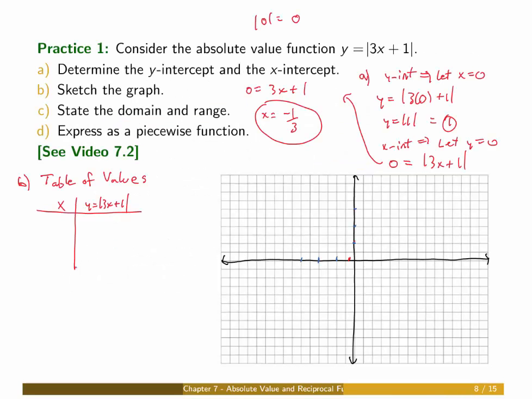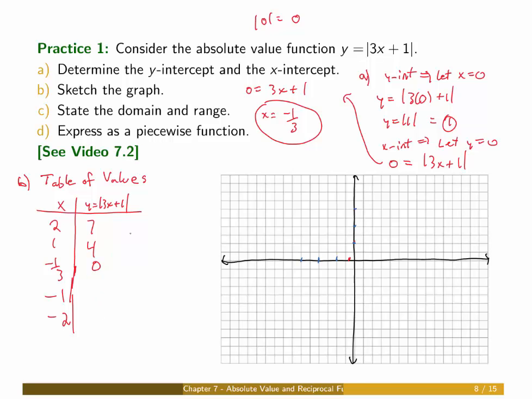Then what I would do is pick points on either side of the x-intercept. So I'd have negative 1 over 3 here, and that's going to come out to be 0. So let's pick points to the right and left of it. Let's do negative 1, negative 2, and I'll go 1 and 2. Okay? So at 2 we get 7. At 1 we get 4.